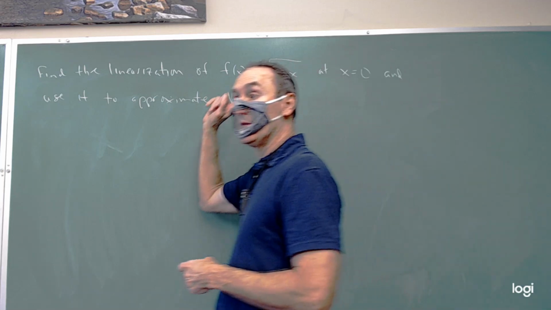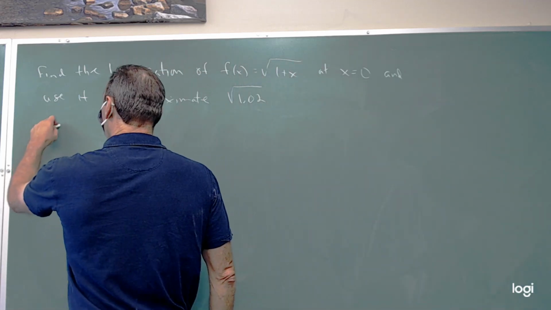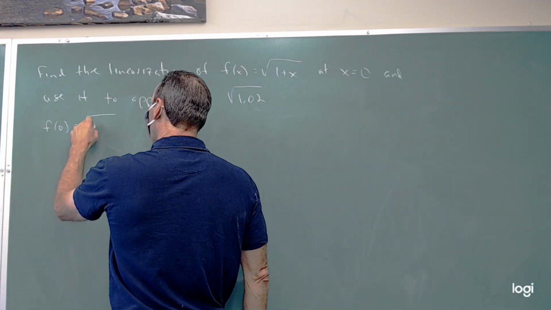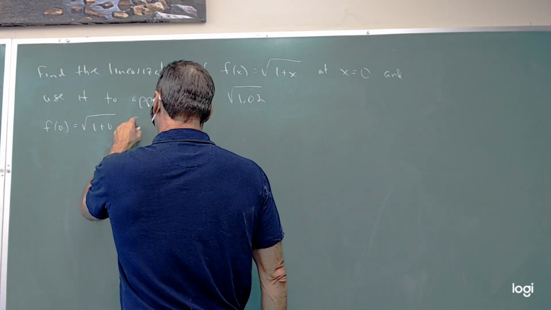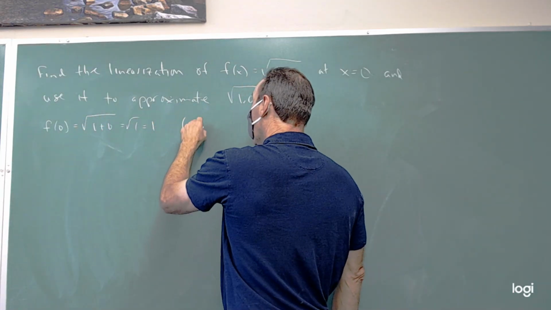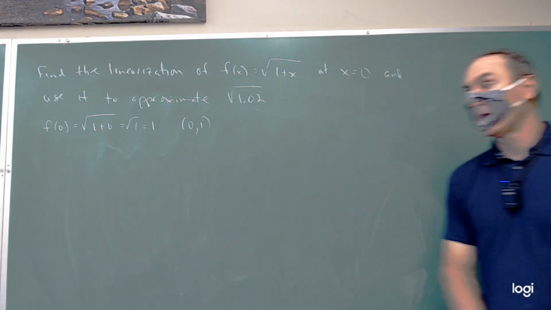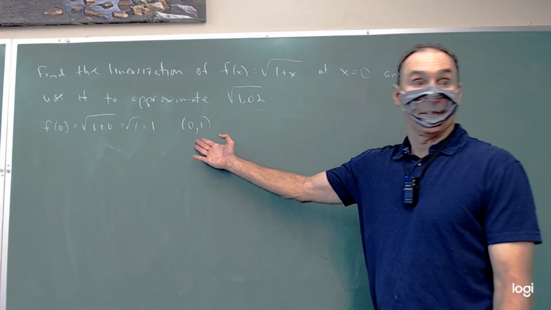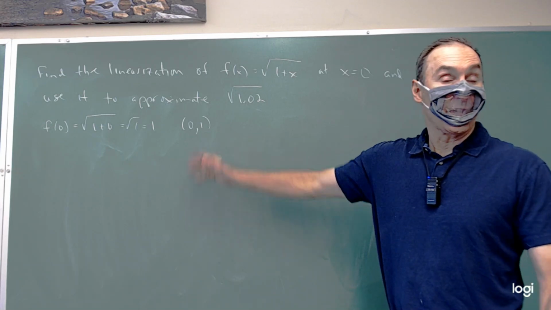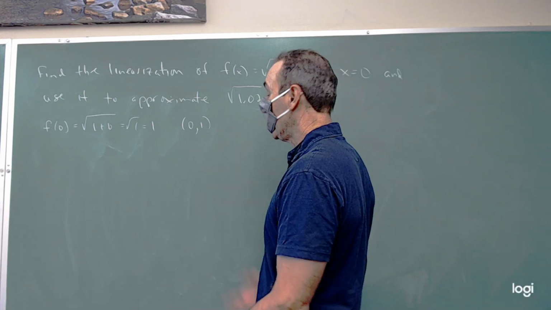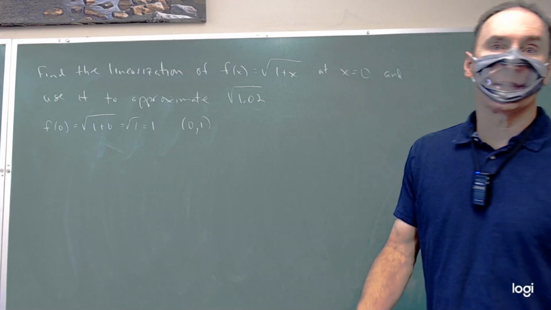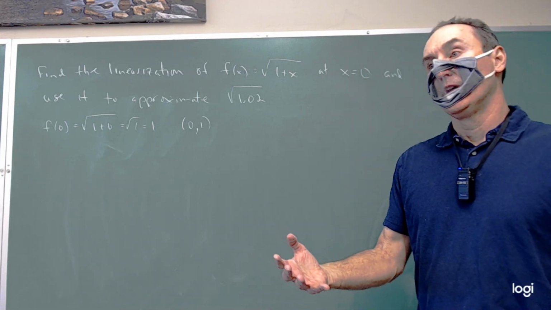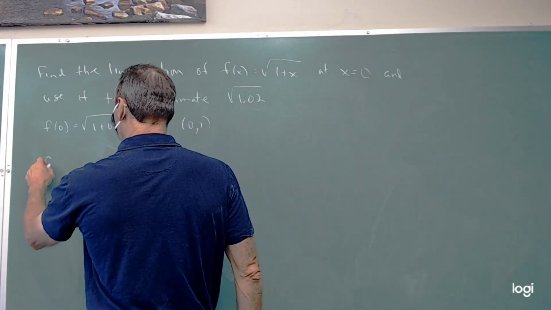Plug in that, right? So f of 0 is just 1. So that's nice. Not only do we get a point, it happens to be a y-intercept. That's even better. Now we need a slope. How do we find the slope? The derivative. So we need f prime of x.